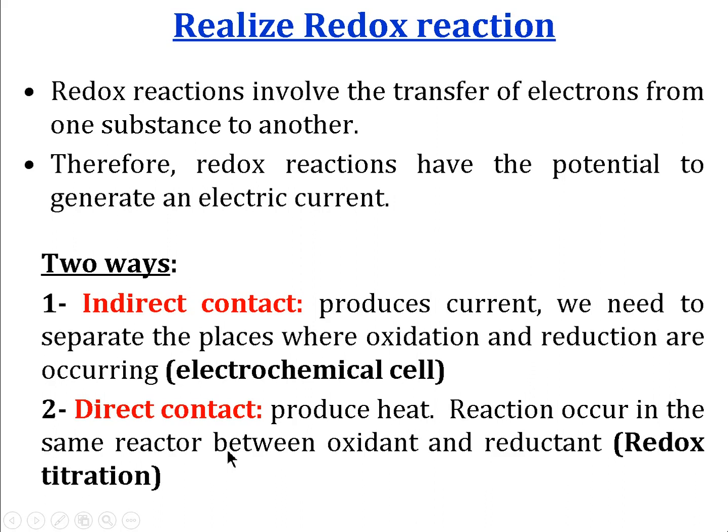The second method is to do the direct contact between the oxidant and the reductant. But this reaction would not produce electricity, it will produce heat. The reaction takes place in the same beaker between the oxidant and reductant, and we will see these examples in the part on redox titration.